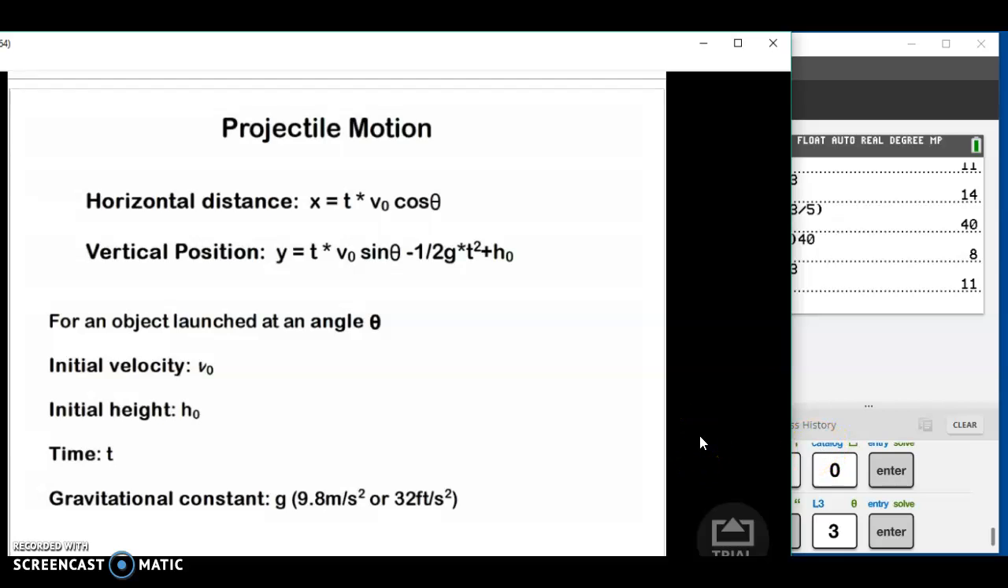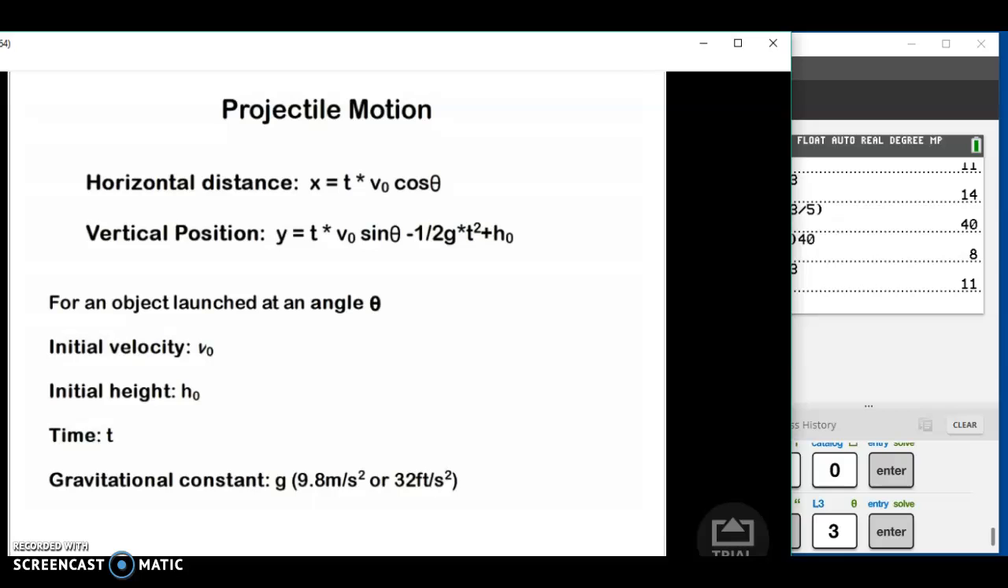Okay, so for the next part, we're going to be looking at some word problems. We're going to be looking at what's called projectile motion. For this, there are some formulas that we're going to need. Most of the time they just give you the parametric equations, but if they don't, you will be given these formulas.